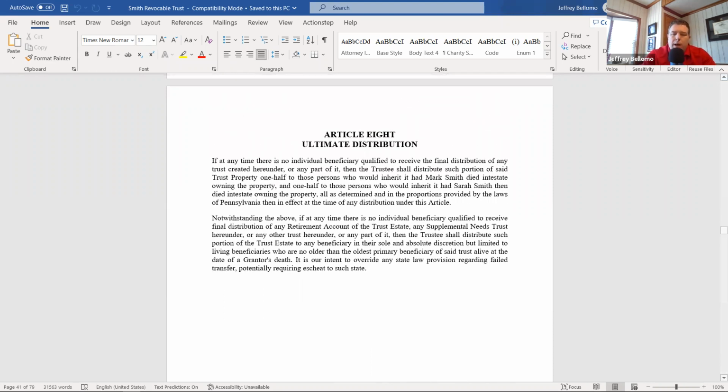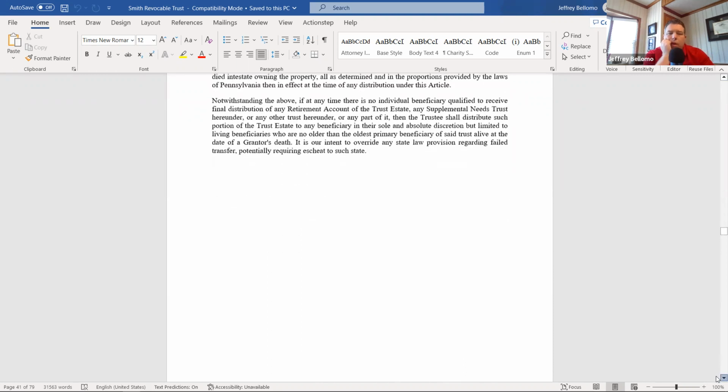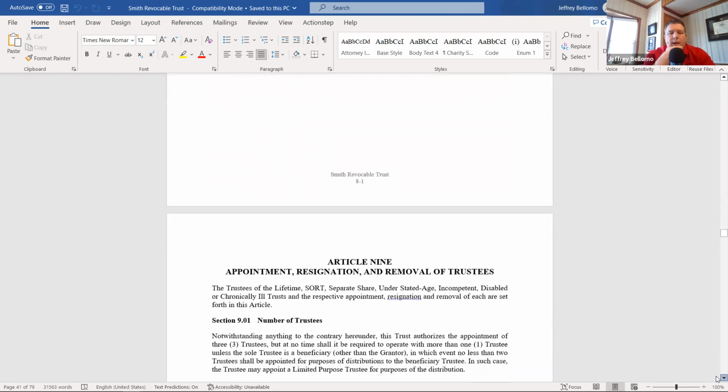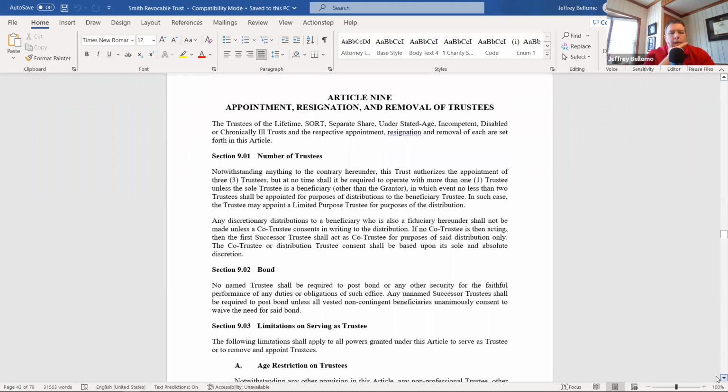If everybody who is named was to die, we want it to go to the closest living relative. I don't want to take any chances on the state having any sort of right to the asset, to escheat. So we add that. Probably another one that could be removed, but again, I'd rather leave it in. There's no reason not to.